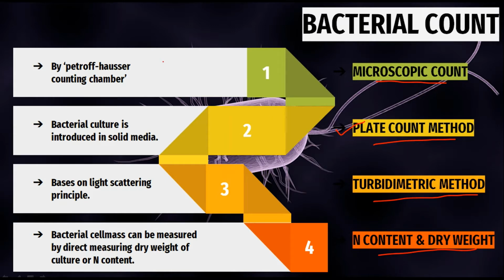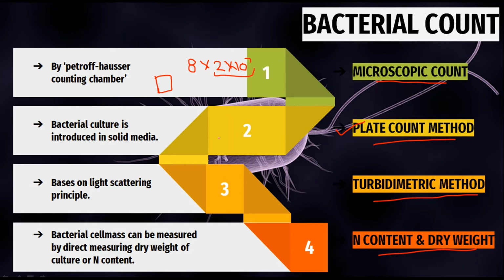Starting with our first method, it is done by the Petroff-Hausser counting chamber, which is a closed chamber, and for example if each chamber has 8 bacteria, then the total number of bacterial cells will be counted by 2 into 10 to the power 2 into 10 to the power 7. This is used for calculating the total bacterial count here.